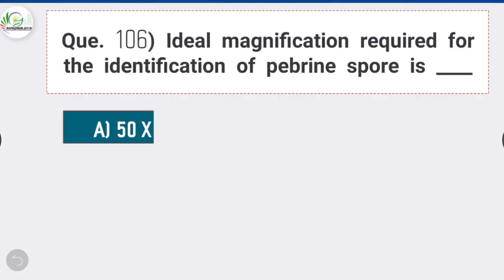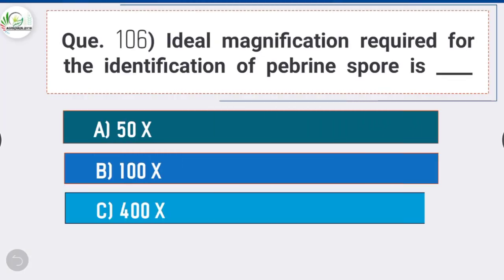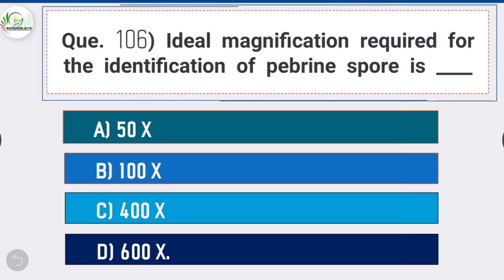Question number 106. Ideal magnification required for the identification of pebrine spore is, correct answer is option D, 600x. Ideal magnification required for the identification of pebrine spore is 600x.